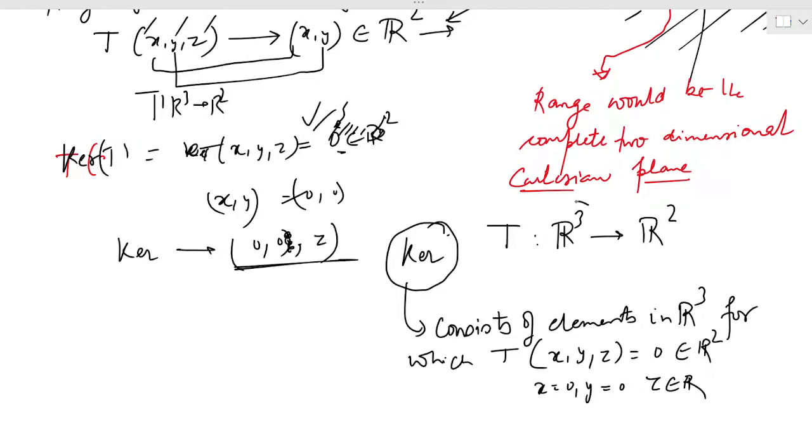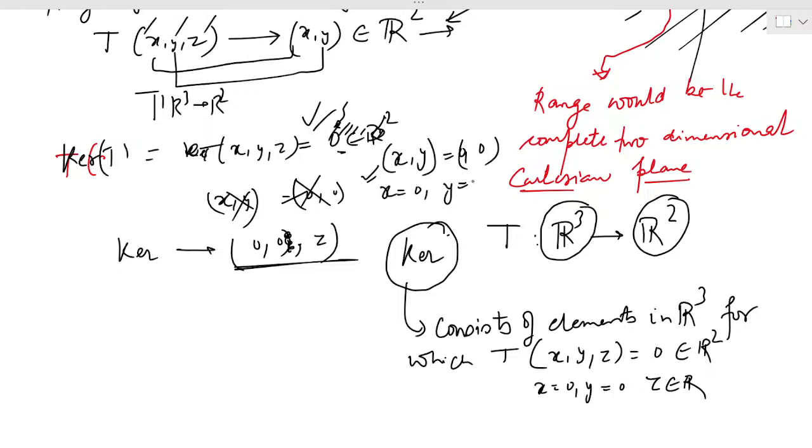Kernel after all is a subset of R cube, and range is a subset of R square, understand? So my kernel would be 0 comma 0 comma z. Okay, it will not be origin, sorry. It will not be origin. You have to compare x and y to 0 comma 0. So here you'll get x equal to 0 and y equal to 0. But understand, we are not writing in R square. We have to write in R cube, because kernel is in the domain set. So domain set is what? R cube. Okay, sorry. So the kernel would contain 0 comma 0 comma z.